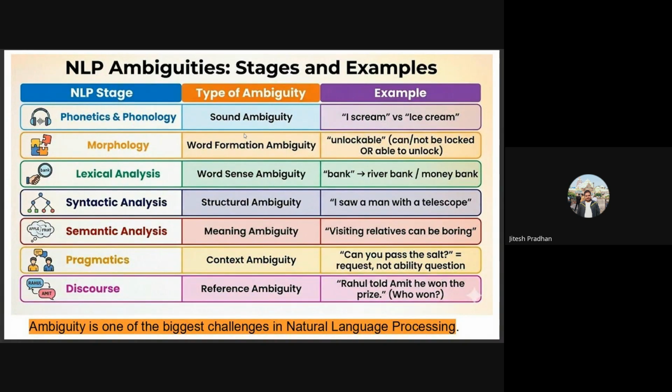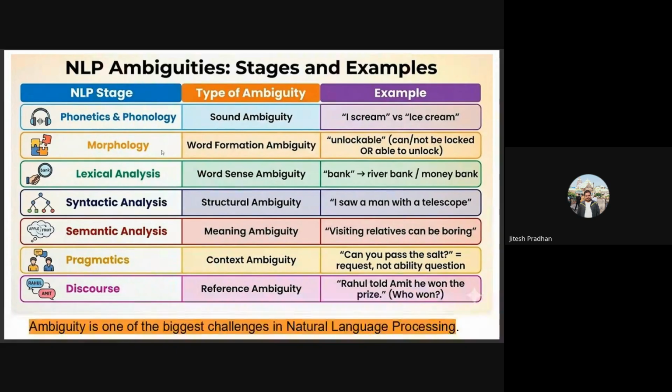Now, what is sound ambiguity? "I scream" versus "ice cream." This is phonetics and phonology. Phonology deals with the voice. So when we pronounce "I scream" or "ice cream," it may be written differently, but our pronunciation or vocal sound may appear the same. That is called phonetic or phonology based ambiguity, that is sound ambiguity.